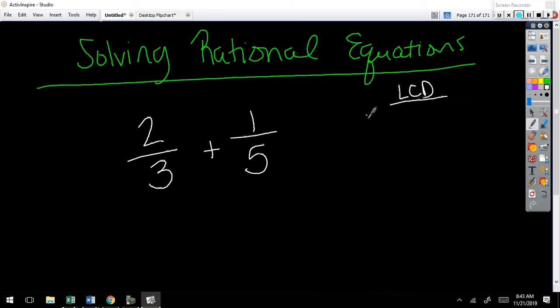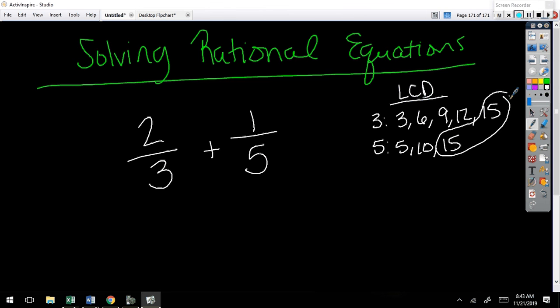Multiple, right? So the multiples of 3 would be 3, 6, 9, 12, 15. The multiples of 5 would be 5, 10, 15. So the smallest one that they have in common is 15, right?